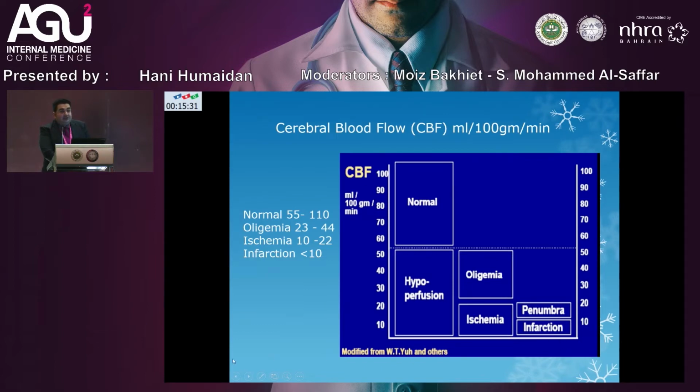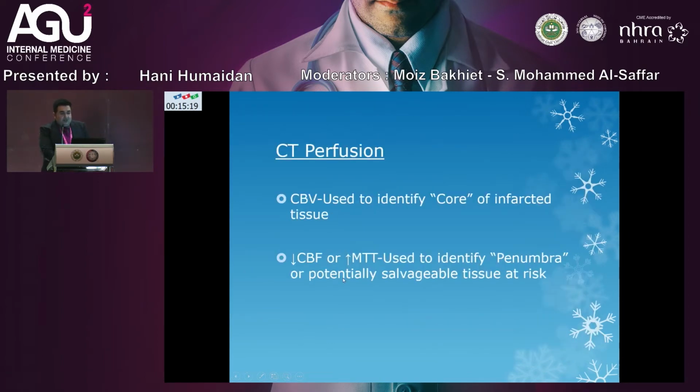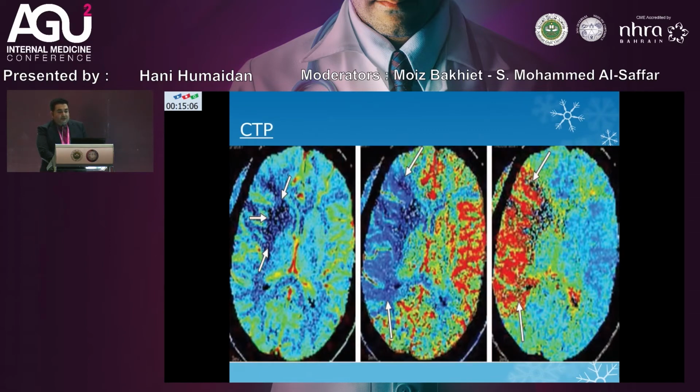Many residents or students ask me why it's so urgent to take action immediately. You're trying basically to save the area in between, the penumbra here, between 10 and 20. So in CT perfusion, you have the CBV used to identify the core of the infarcted tissue, and then reduced cerebral blood flow or increased mean transit time to identify the penumbra, or potentially salvageable tissue. Here you can see in the dark area the necrotic or infarcted area, and here the reduced cerebral blood flow or increased mean transit time for the penumbra.